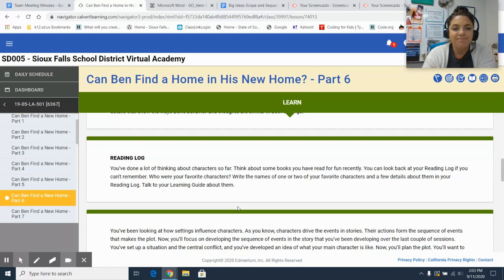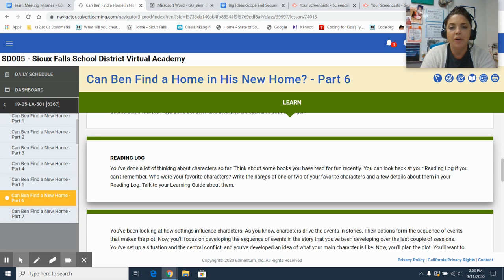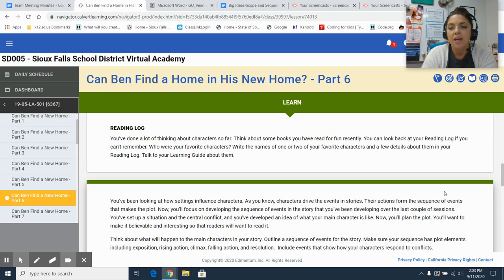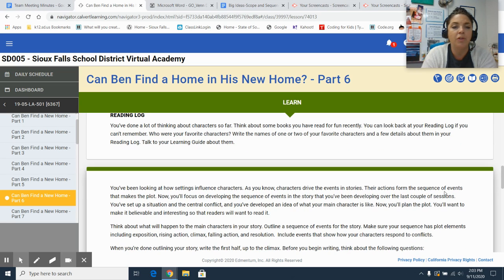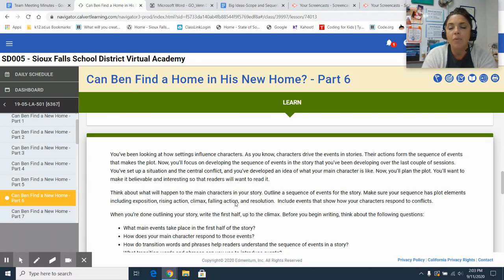Reading log. It says you've done a lot of thinking about the characters. Think about some of the books that you've read for fun recently, which you should have a chapter book. You can look back at your reading log if you can't remember who your favorite characters were. Write the names of one or two of your favorite characters and a few details about them in your reading log. And you should be talking to your learning guide about them, or we will talk about them when we have our one-on-ones. All right.